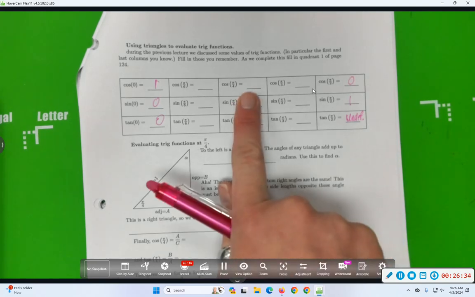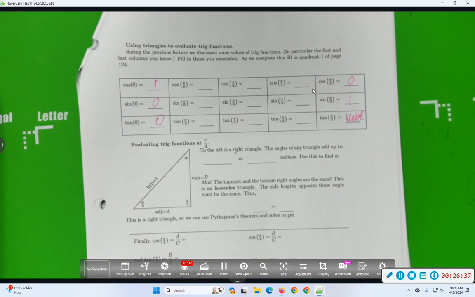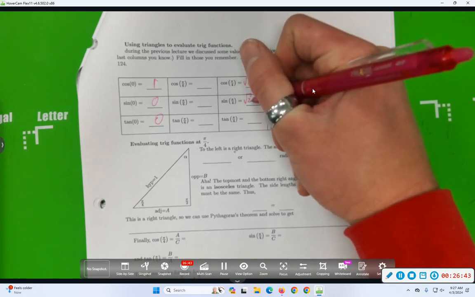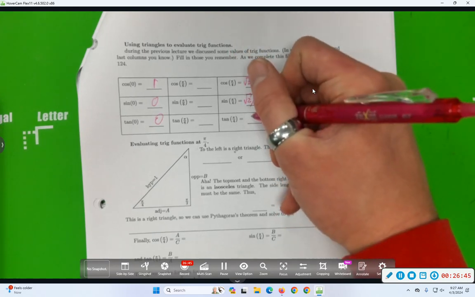And let's write down the things at pi over 4, even though we haven't really justified it. What's the cosine of pi over 4? Root 2 over 2. Sine? Root 2 over 2. Tangent? 1. Cool.